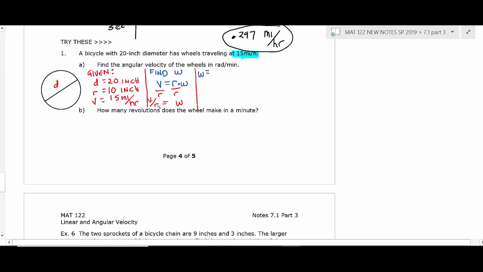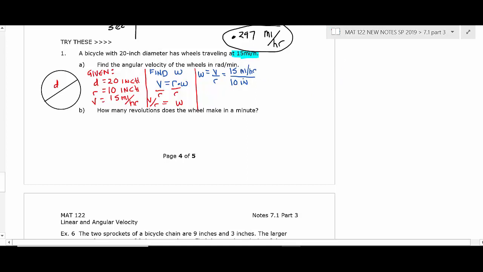So omega is V over R. The linear velocity is 15 miles per hour. The radius is 10 inches. Now we have a whole bunch of unit conversions to do on this. There's a ton of unit conversions in these problems, and you want to get to radians per minute. So right now, let's just focus on this piece right here.